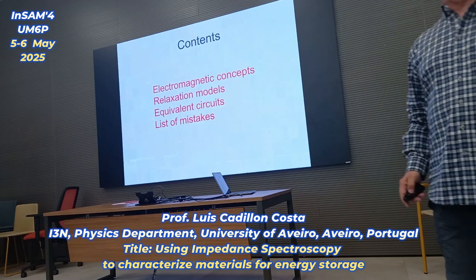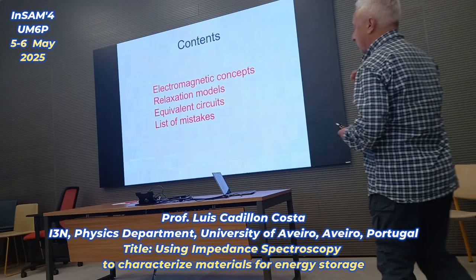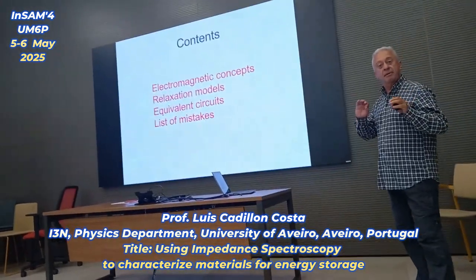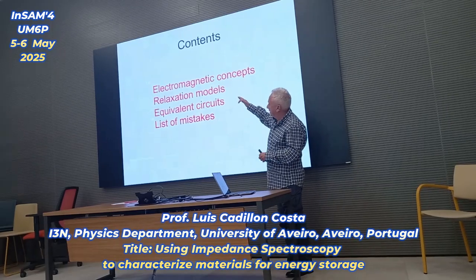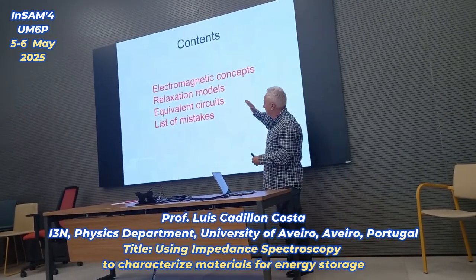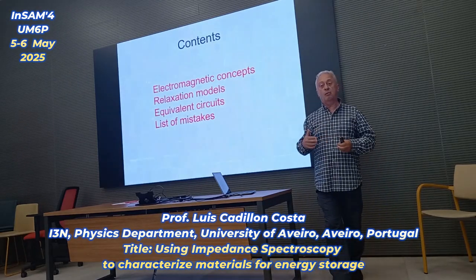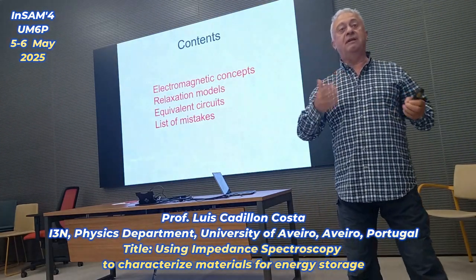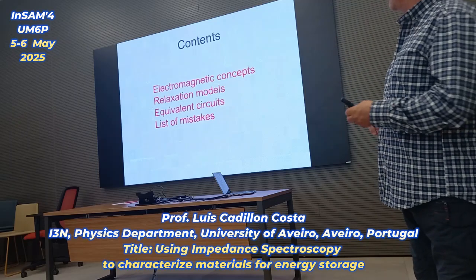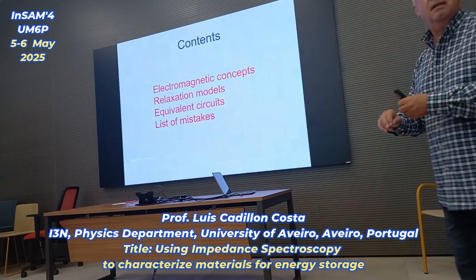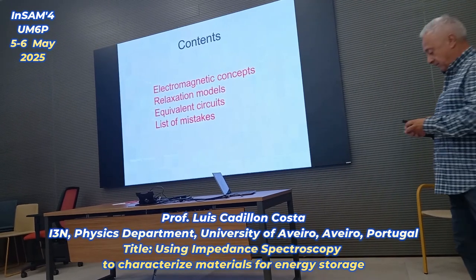I will do something very simple. We start with some electromagnetic concepts, very basic, but very important to understand the second topic, relaxation models. Then, if we have time, some examples of equivalent circuits that can be used to fit the data using impedance spectroscopy. And most important is a list of mistakes that everybody makes using impedance spectroscopy.